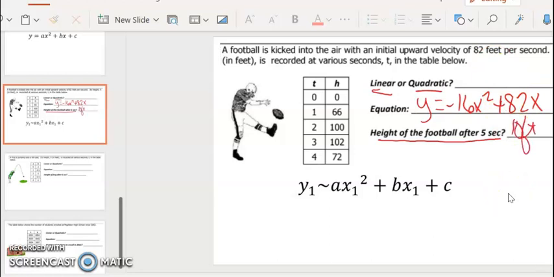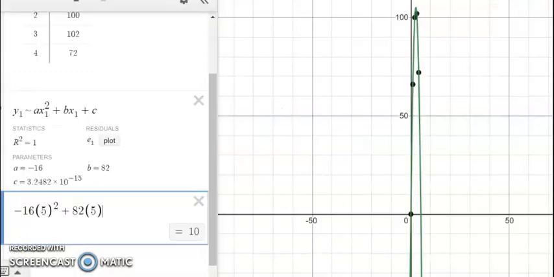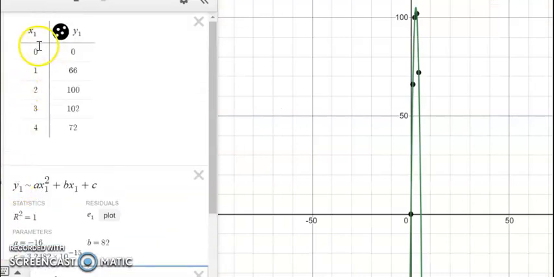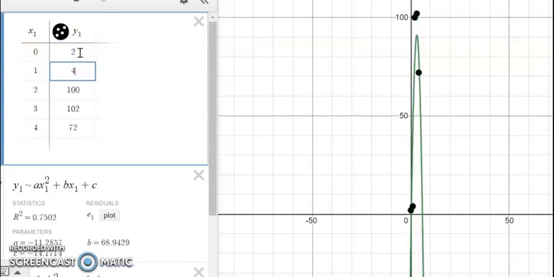All right, let's look at this one. A frog is jumping into a lily pad. A frog's jump is a parabola as well, right? So we're going to put this table into our graph, into our table. And remember what I told you when we were doing this for the test. We don't get rid of the table, we just change the numbers in the table, right? So we're going to change these.